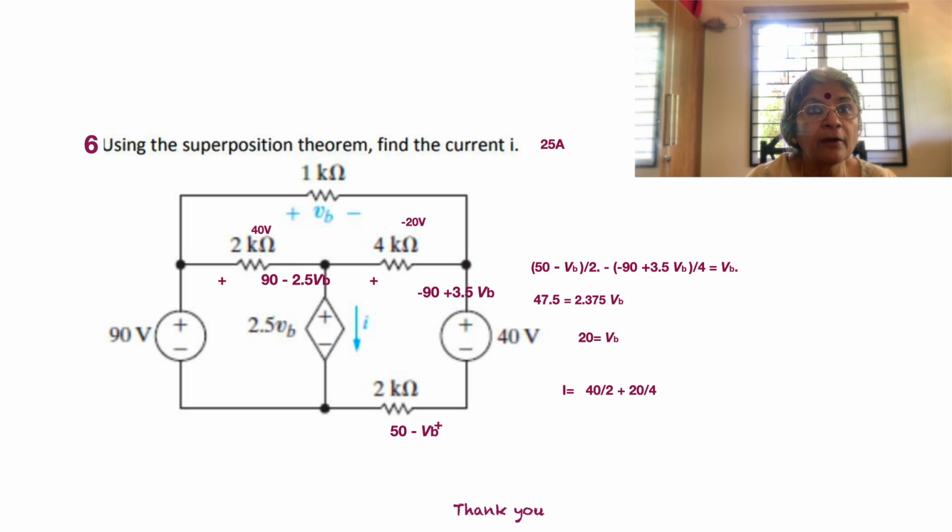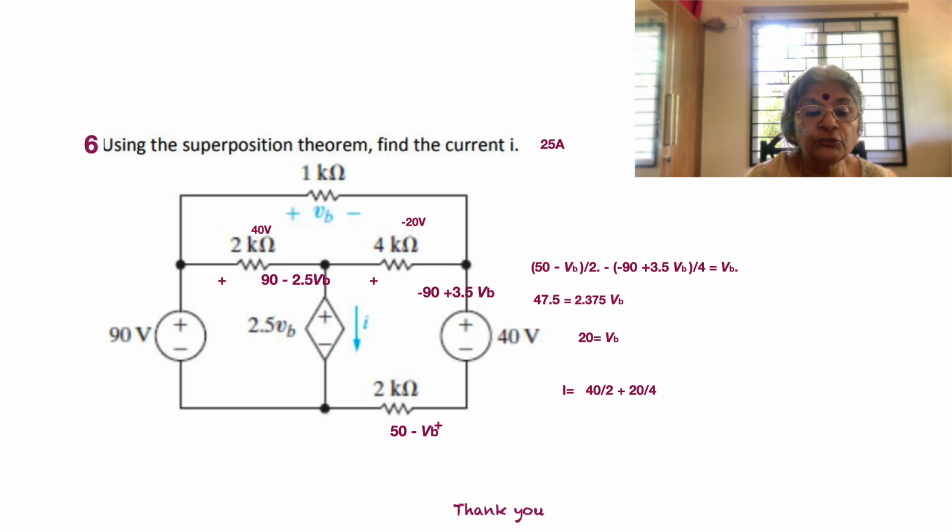Now we have everything known in terms of VB. So now let's go and find out I. For that, of course, the current distribution is important. Let's take the current flowing into the junction at B. The junction is at the far right. That's given by 50 minus VB by 2, because that's a resistor and the voltage across it is 50 minus VB. So the current flowing into the junction is 50 minus VB by 2.